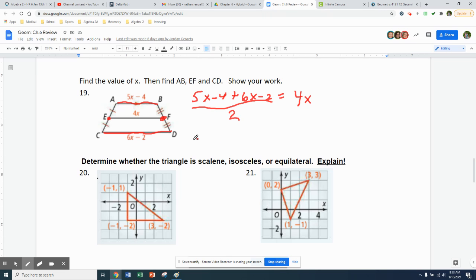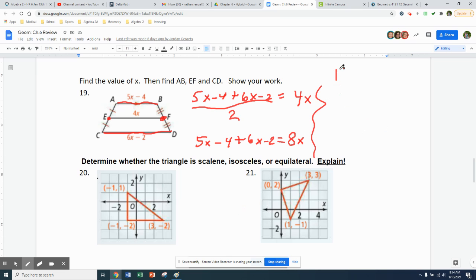Decimals. So what I do is I just take my two bases, 5x minus 4 plus 6x minus 2, and we're going to set that equal to 8x. We're going to double that mid-segment. So the two bases added together divided by 2 equals 4x. So if I double 4x, that would equal those two bases added together. And we just continue with the algebra.